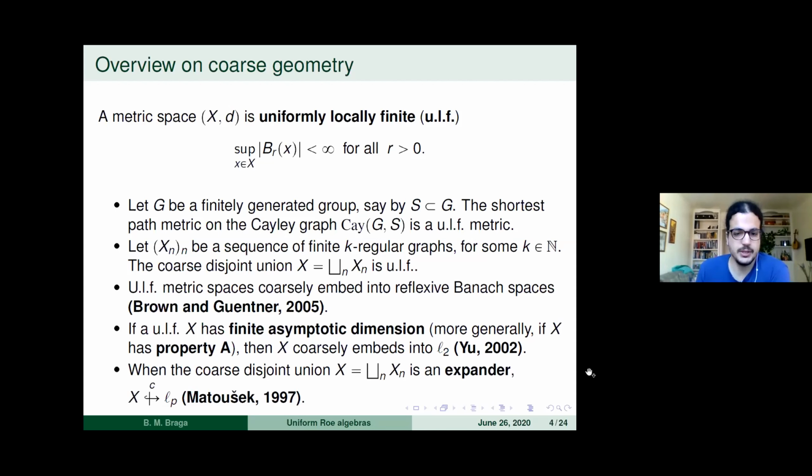And just to give a negative example, a negative result: if you have a coarse union, the same as here, looking at finite K-regular graphs, but if those graphs are complicated enough so that they are what people call an expander, which is a technical thing I won't say more about, then you can get that they don't embed into any LP. Okay, so now with this brief overview, let's move on to uniform algebras.